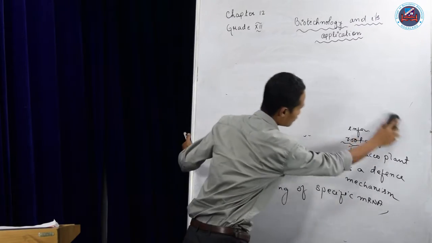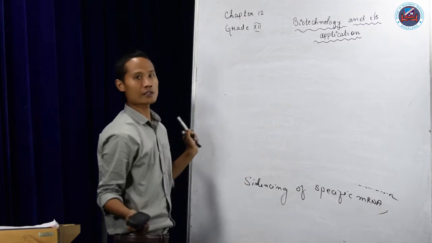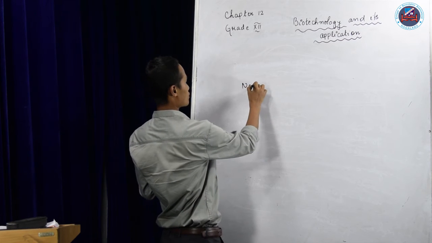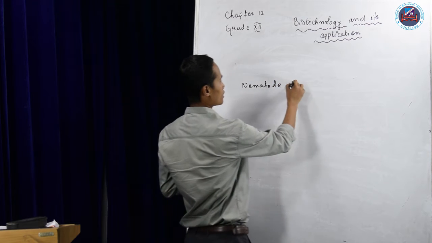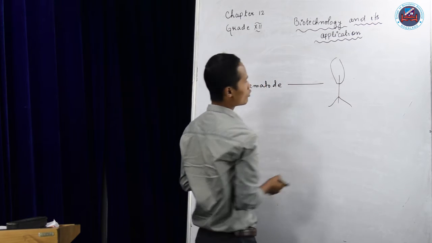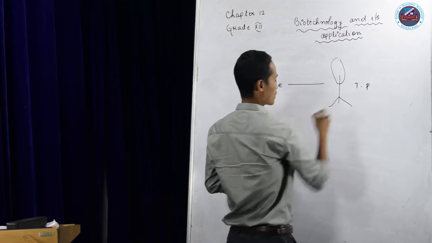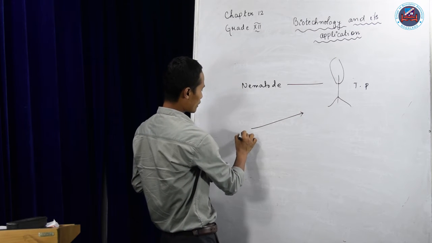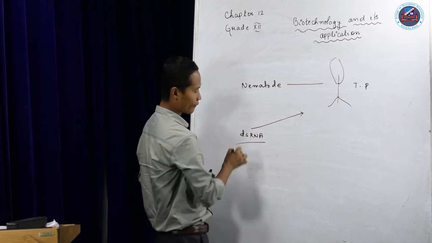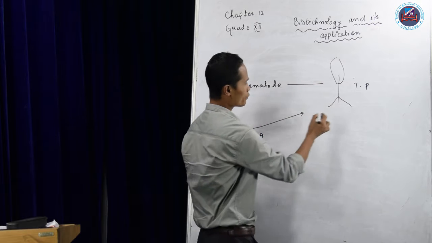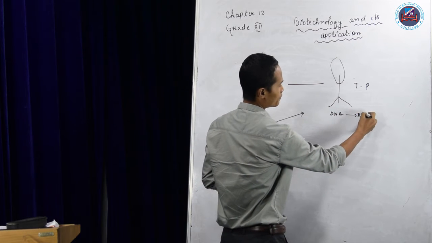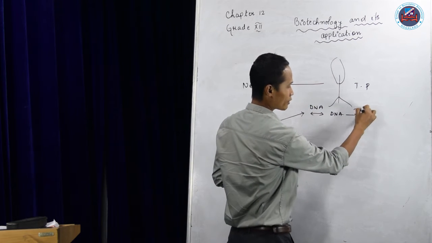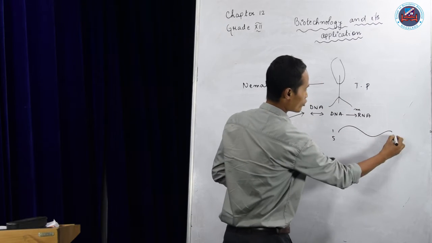Let's discuss. In short, RNA interference is nothing but silencing of specific mRNA. For example, this is a nematode infecting the tobacco plant. Now, suppose we introduce double-stranded RNA. The nematode's normal process will take place, DNA to DNA, then DNA will form mRNA, right? So this mRNA, say, runs 5 prime to 3 prime.